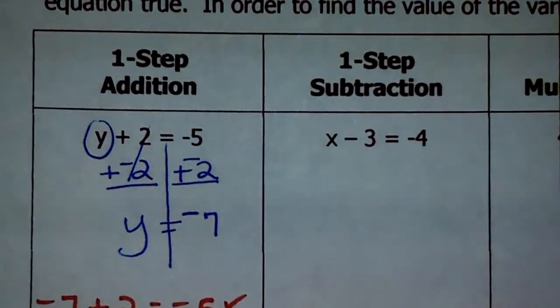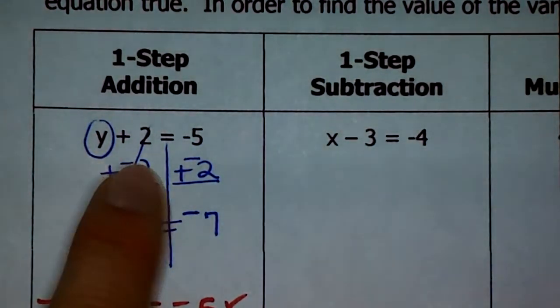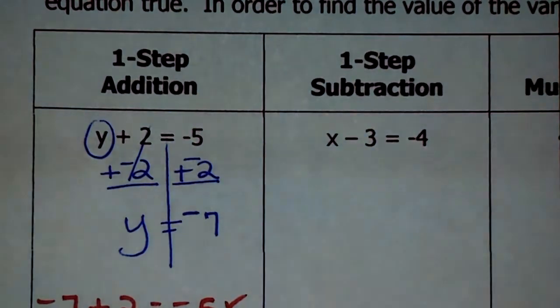And I know you could have guessed that y was -7, but I want you to have that process down that, hey, whatever number is being added to the variable, all I need to do is add the opposite of it, and the variable's isolated.